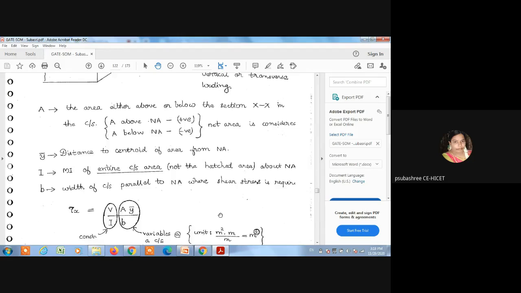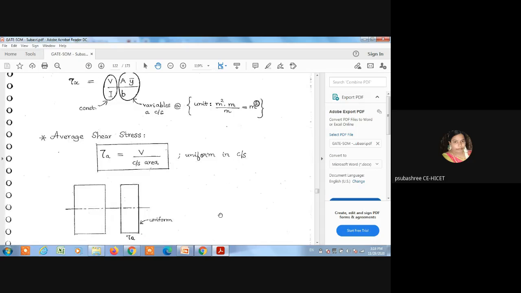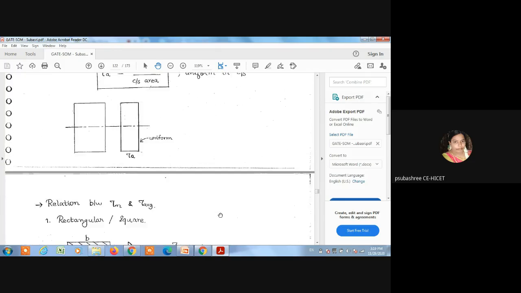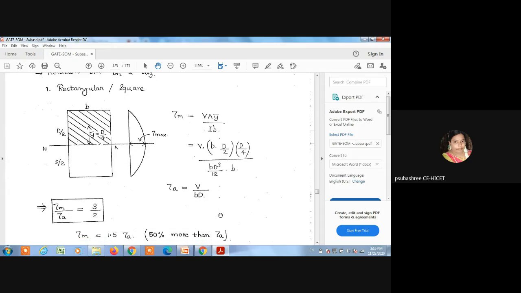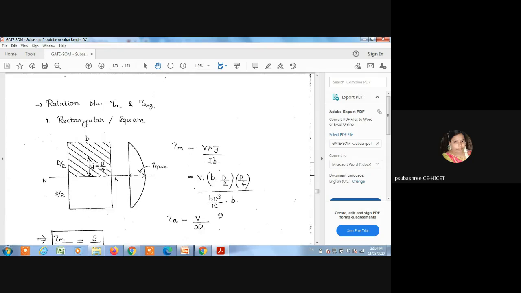Then the second formula, the average shear stress. The average shear stress is equal to V divided by the cross sectional area, that is, the shear force divided by cross sectional area. And the relation between maximum shear stress and average shear stress is a very important formula. Tau m means maximum shear stress and tau average means average shear stress.